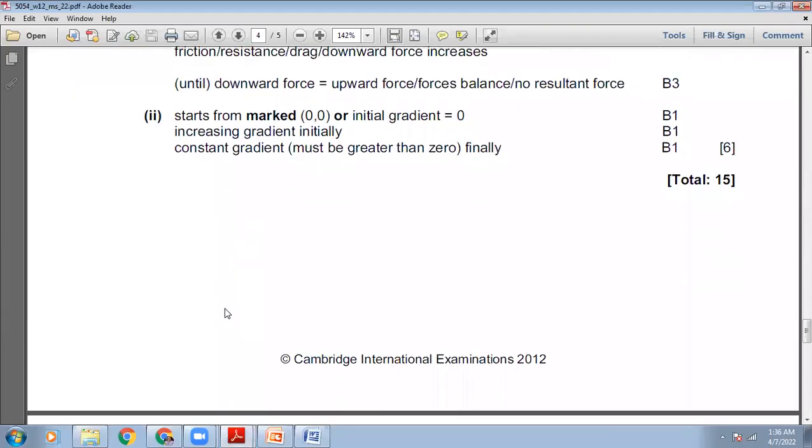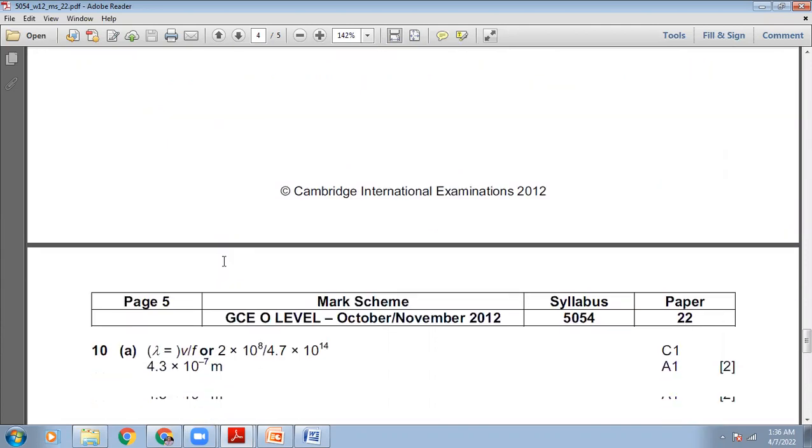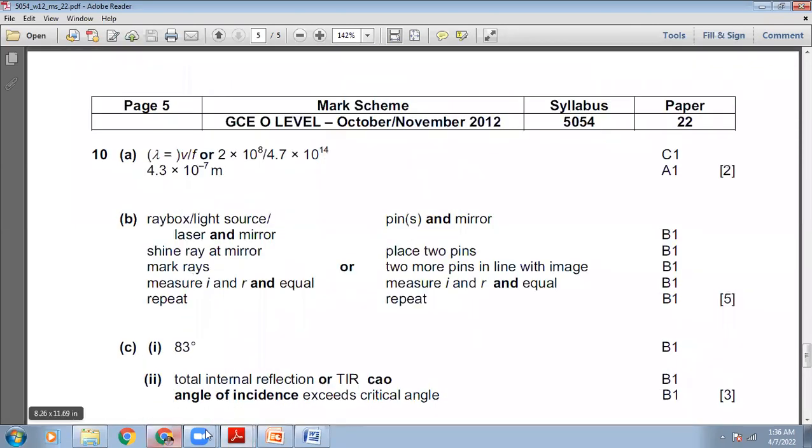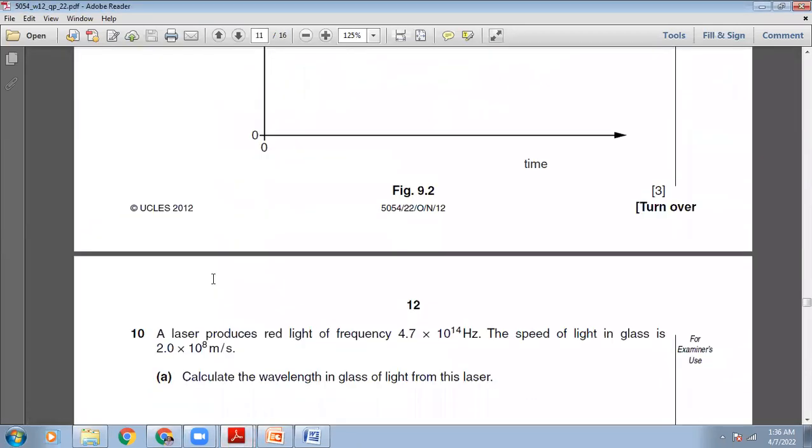So let's have a look at the marking scheme. Start from the mark 0, 0, or initial gradient equals 0. Increasing gradient initially, constant gradient must be greater than 0 finally. So our answer is right, sir. So we are done with question number 9. So let's move to the next question.